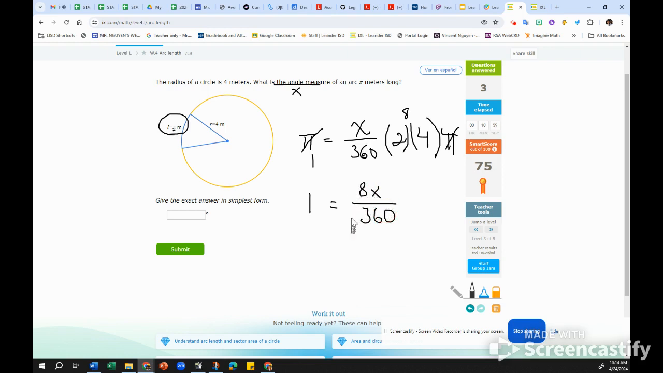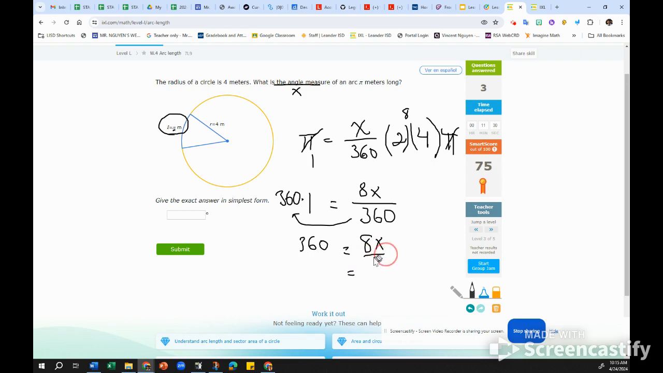Now, to solve for x, we first need to multiply the 360 to the other side because it's division. So when I move it to the other side, I'm multiplying, right? So it's technically 360 times 1, which is 360. And guys, if you're doing this on paper, your teacher is going to expect to see all of this work right here, right? Equal 8x.